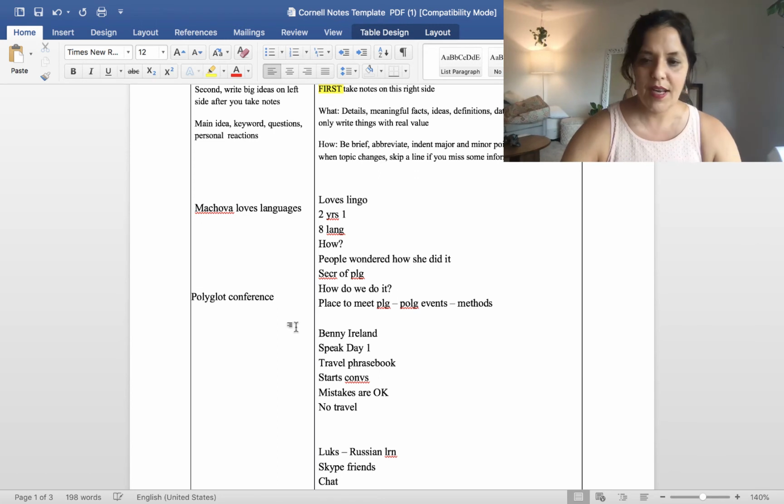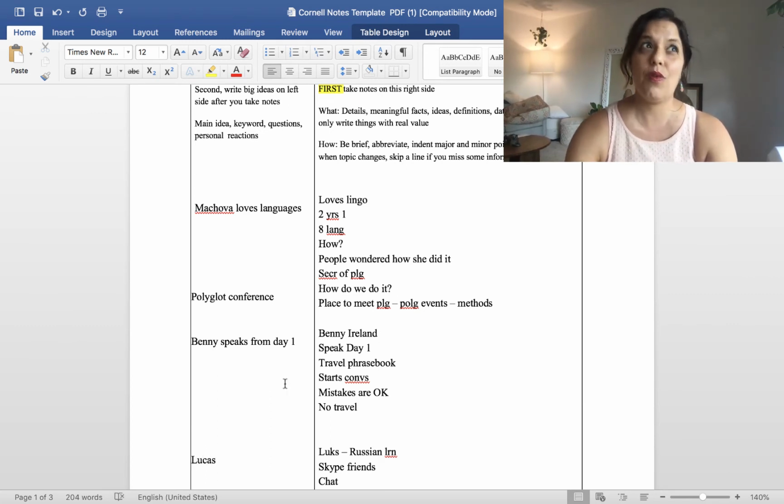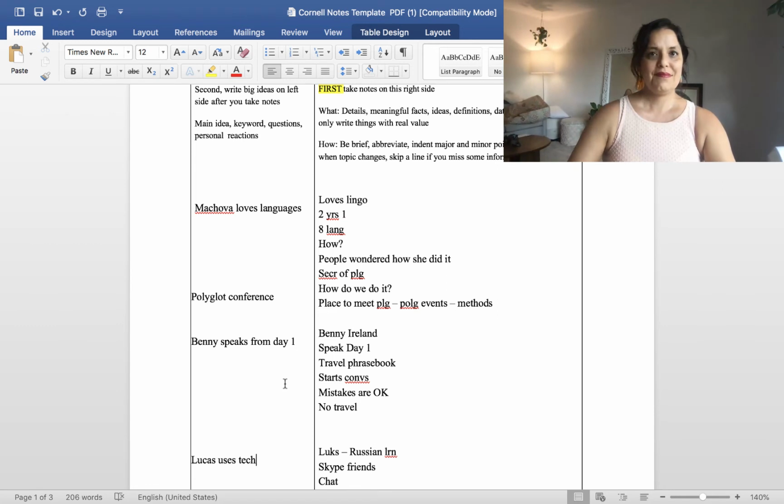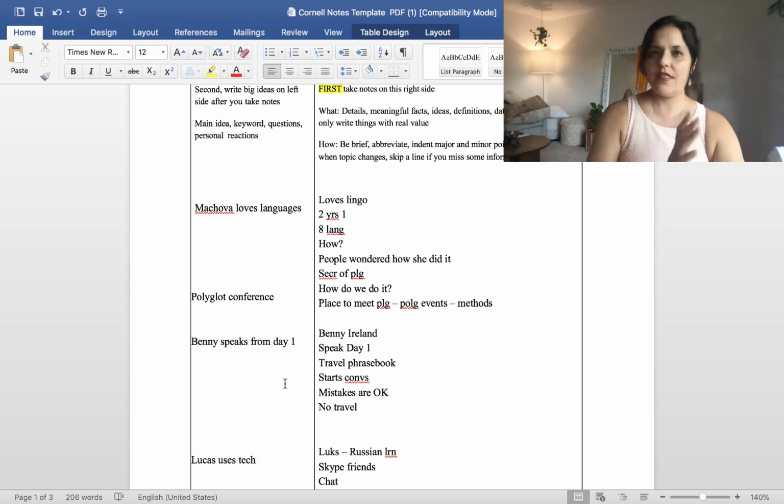Then I'm going to write down here, I'll add Benny speaks from day one. I think that was the most important point. And then when we talked about Lucas, we talked more about how he uses technology. Lucas uses tech. Okay, so just to reiterate, you want to look at the details on the right side and you want to pull the most important words or facts over to the left.